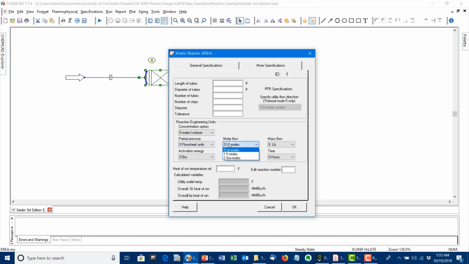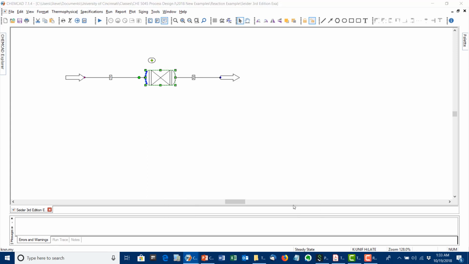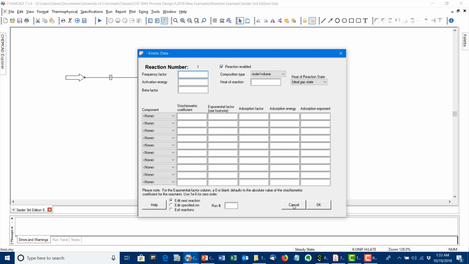Let me go ahead and fix these here. This should be in kilomoles per second, in cubic meters, in kilocalories, moles per volume. Just for consistency, I'll move this to kilograms. And now I need to enter the rate information for reaction 1, which is the only reaction I've got. So I'm going to type in the numbers here.